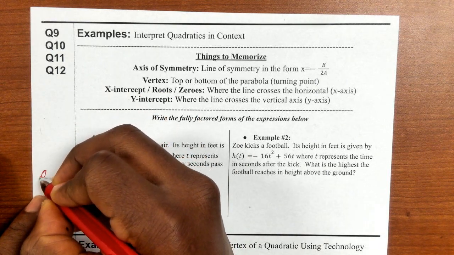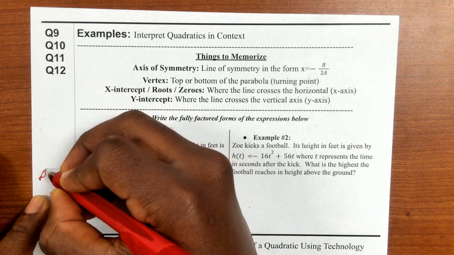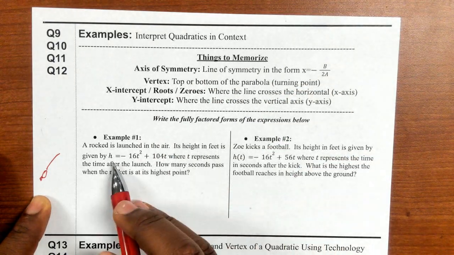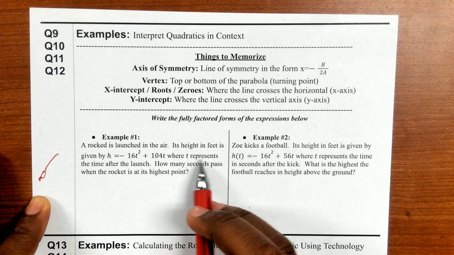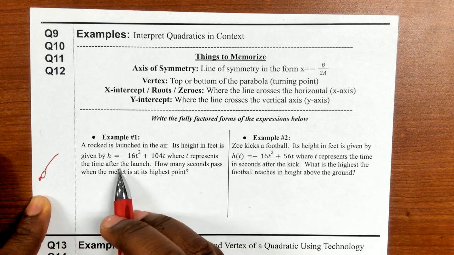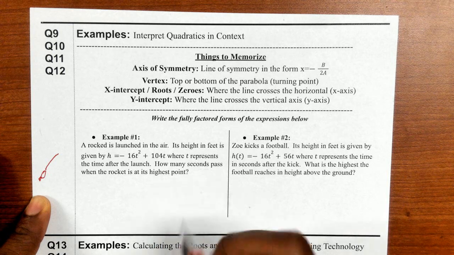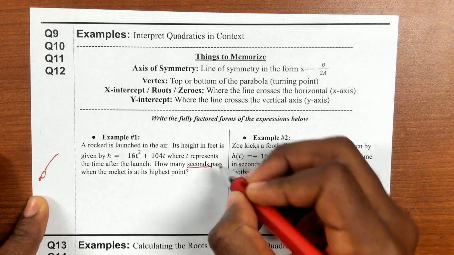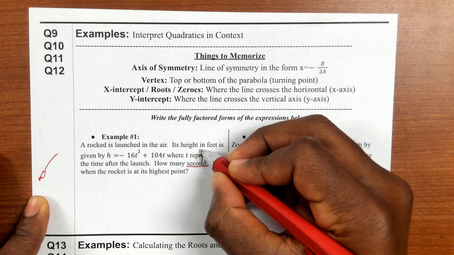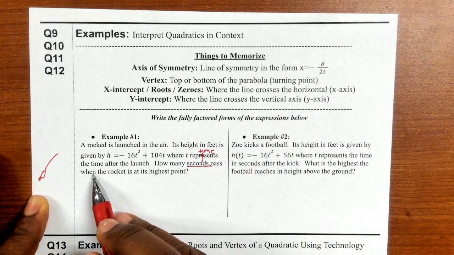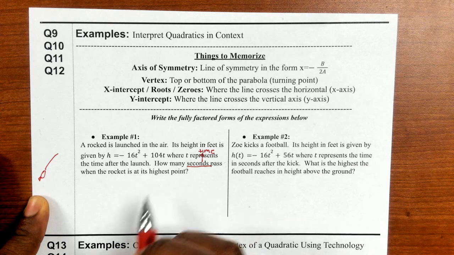So we have a rocket, all right, and it's launched in the air. Its height in feet is given by this equation, where t represents the time after the launch. How many seconds, and you know that seconds is what? Seconds is time. How many seconds has passed when the rocket is at its highest point?